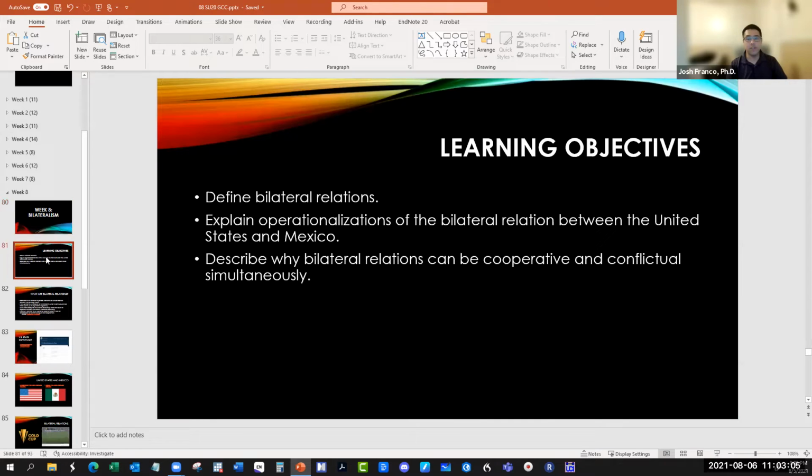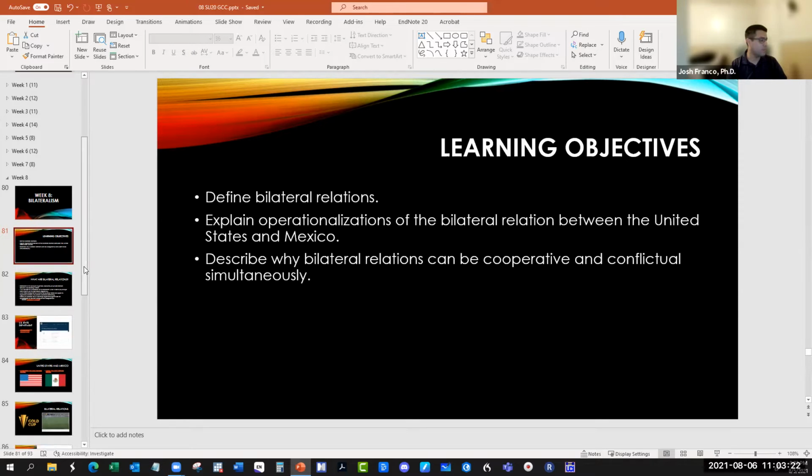So our learning objectives with this workshop are the following. First is to define bilateral relations. Secondly is to explain operationalizations of the bilateral relation between the United States and Mexico. And then lastly is to describe why bilateral relations can be cooperative and conflictual simultaneously.